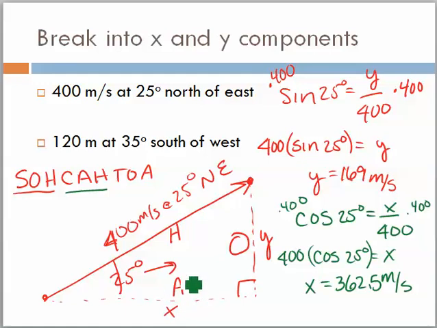We're going to find out the x component. So as we're traveling at 400 meters per second at this angle, we're also traveling in the x direction at 362.5 meters per second. Every second that goes by, we're going to be traveling in the x direction at 362.5 meters. So 2 seconds would be about 725 meters I would have covered in just the x direction.